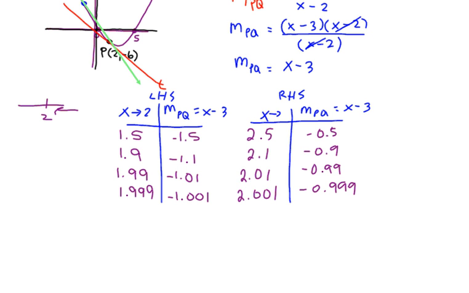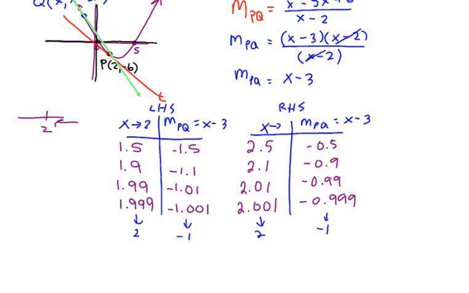So as x approaches 2 on our secant line, what is the slope approaching? Negative 1. It has to be the same from both sides. So on both sides, the slope is approaching negative 1.